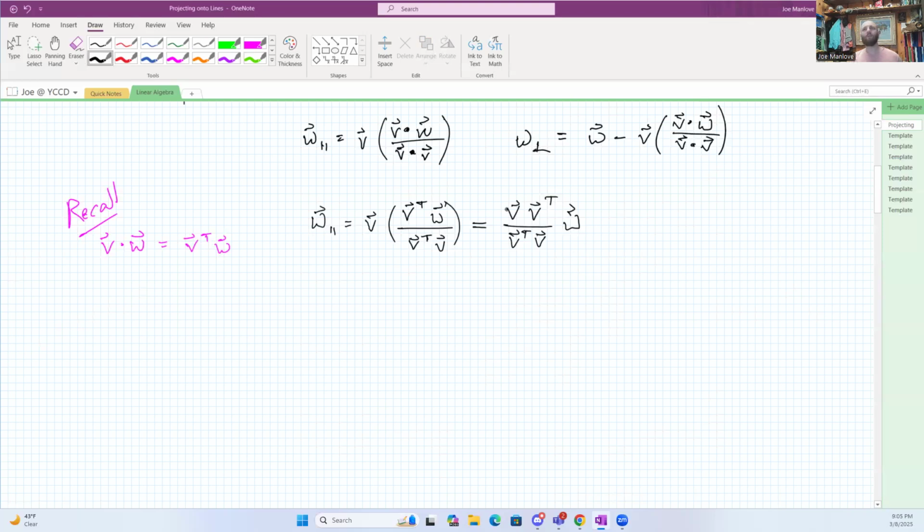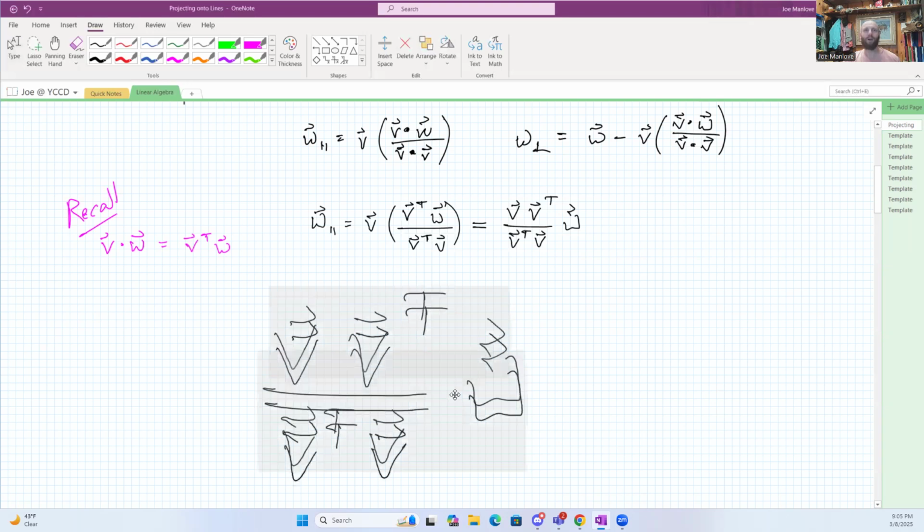And this is a little weird. We should check that this is allowed. I need to be sure that the dimensions make sense, because I understood that V transpose W is going to give me a scalar. Knowing this is going to give me a scalar is maybe a little funny. So I'm just going to grab this thing, and this is the beauty of this kind of one note thing, and blow it up a little bit here. Let's check dimensions.